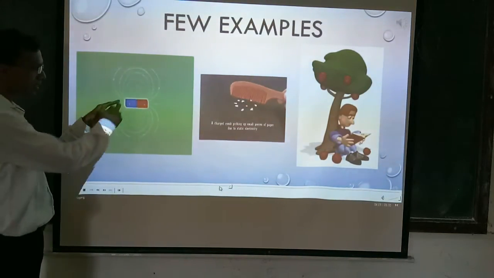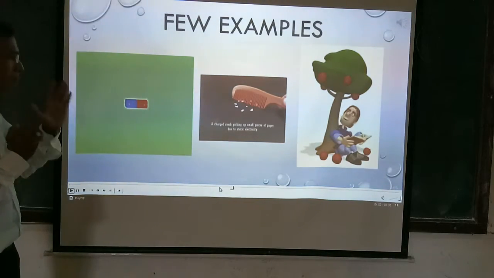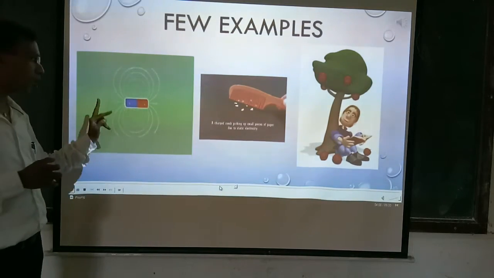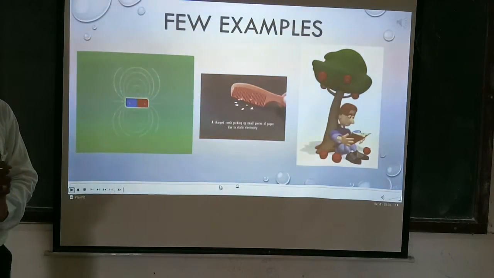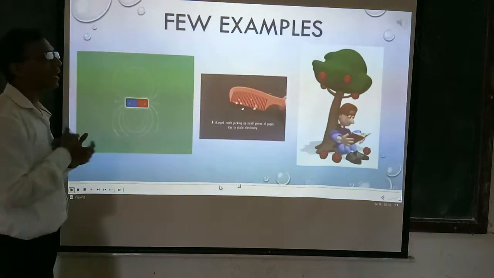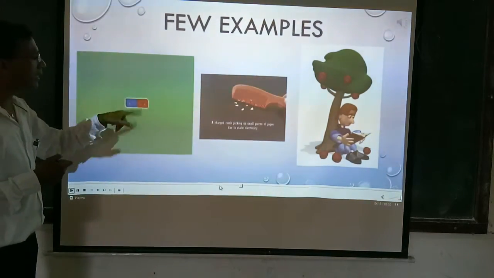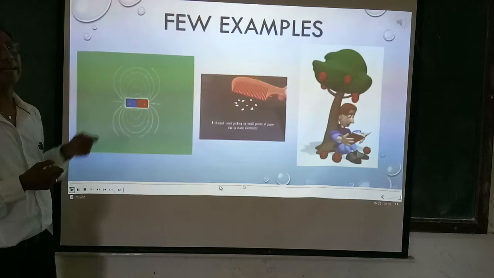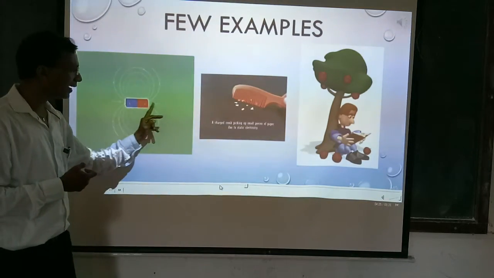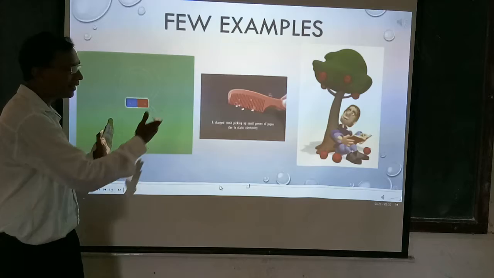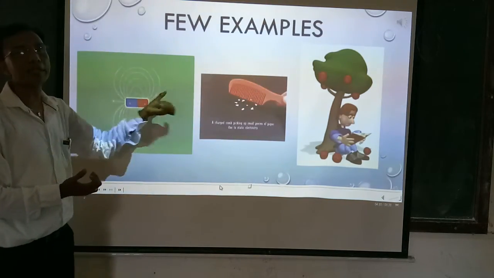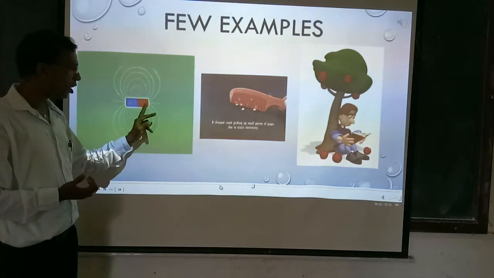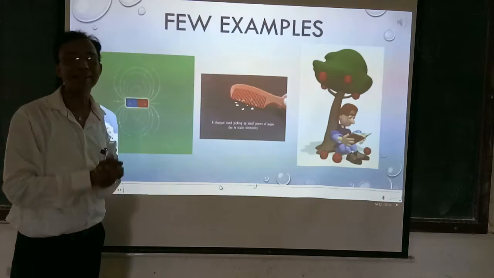As you know, here is a bar magnet. In a bar magnet there are two poles, north pole and south pole. These are all magnetic field lines. When you bring any iron object close, it is attracted towards the magnet. Even though there is no contact between the magnet and the iron object, they attract. It is a non-contact force.